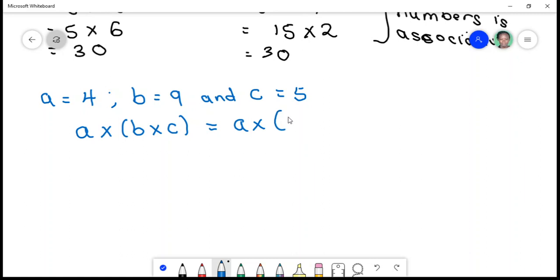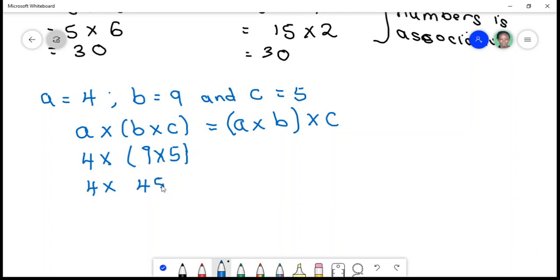A times, this time we are grouping A and B. So A times B times C. Let's solve for the left hand side. I have A is 4 times B is 9 times 5. So what do we have? We have 4 times 9 times 5, which is 45. So 4 times 45, which is equal to 4 times 45 is 180. Let's look at the other side.